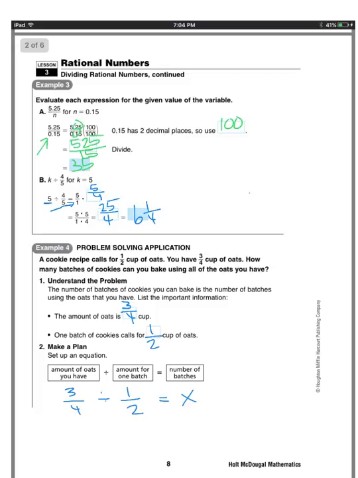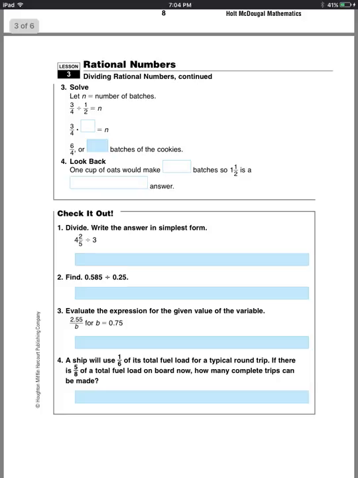Okay, now they're going to let n be the number of batches. We had x. That's the only difference. So 3/4 stays the same because we keep the first fraction. The division sign becomes a multiplication sign, and then we flip 1 over 2 to 2 over 1 because we take the reciprocal. And then we multiply. This is where they get the 6/4. 3 times 2 is 6. 4 times 1 is 4. Okay, 4 goes into 6 one time.